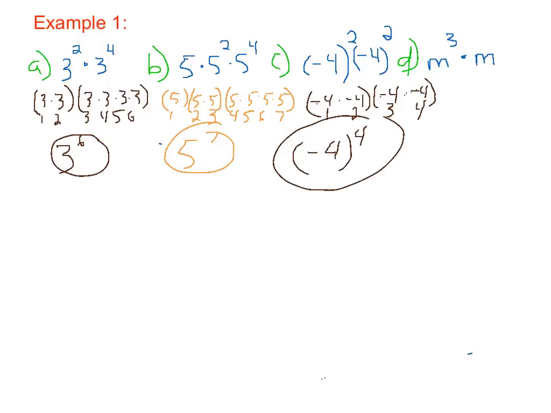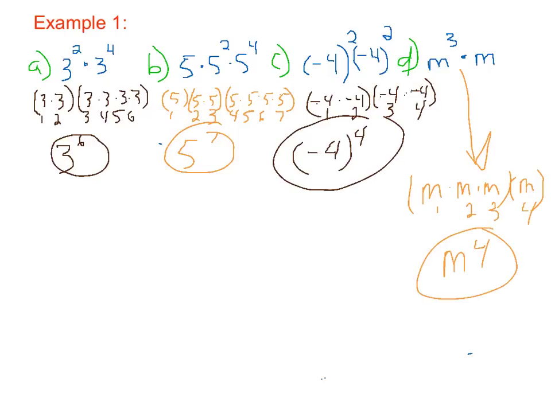Look at this last one. I'm just going to bring it down here a little bit. So we have m times m times m, and then times m. So I took all this down here. Count how many m's we got. 1, 2, 3, 4. So this is m to the 4th.